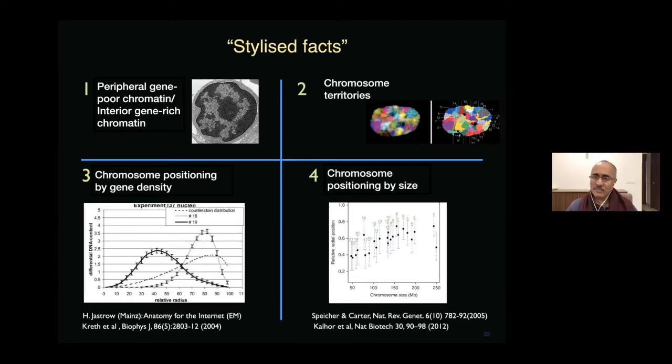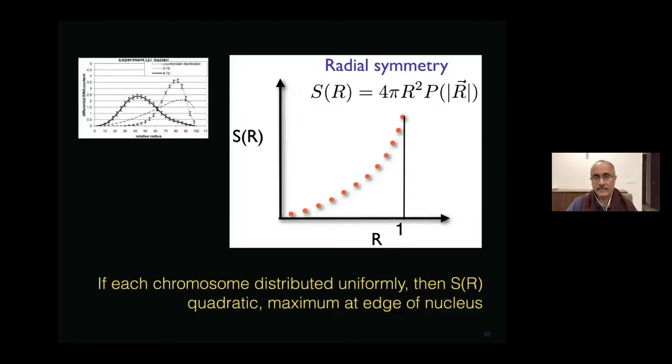And now the question is, what's right? And given data like this, what is it that you can actually say? Here's how one would quantify a graph that you see over there. If I said the probability of finding a little piece of chromosome at radial distance r from the nucleus is p of r, I multiply that by 4 pi r squared to give me the size of the disk at distance r, and I call this function S of r.